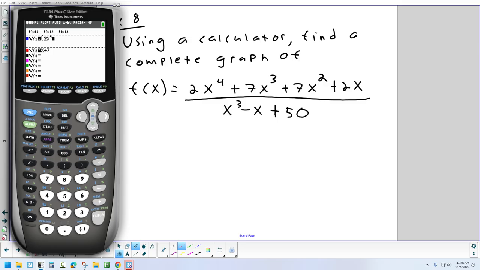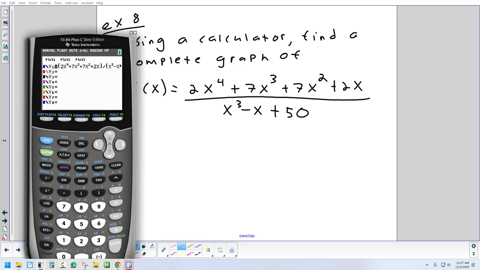2x to the 4th plus 7x cubed plus 7x squared plus 2x. And we're going to divide that by x cubed minus x plus 50. Let's start with zoom 6 and see what we got.